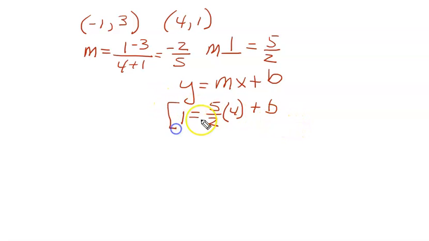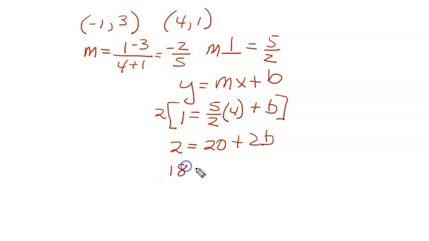To get rid of fractions, I'm going to multiply each term by the lowest common denominator, which is a 2. So this becomes 2. Here the 2's cancel out, and I'm left with a 20, and then plus 2b. I'm going to subtract 20 from both sides, and I get a -18 equals 2b. Divide both sides by 2. I get my new b is a -9.